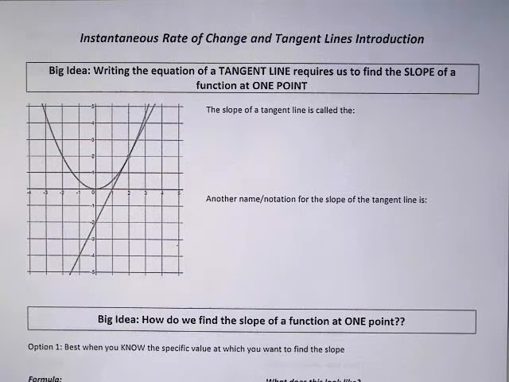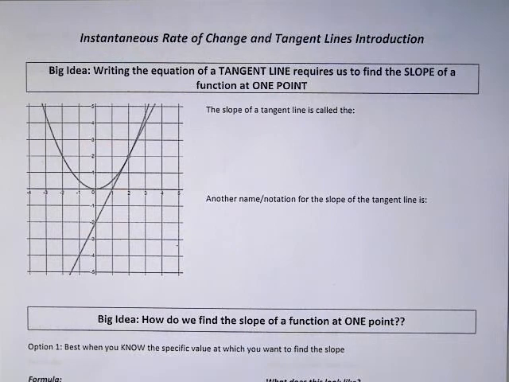Hi everyone, in today's video we're going to be following up the work that you did in Desmos and talking a little bit more about how we find the instantaneous rate of change, or what we now know is the slope of that tangent line. So our big idea here was how to write the equation of a tangent line, because we know that requires us to find the slope of a function at one point. And so prior to now we didn't really have a way of finding that equation.